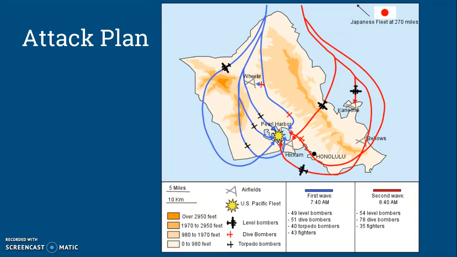Different bombers were used for the attack, as you can also see in the key. Level bombers, dive bombers, and torpedo bombers, like we talked about. They dropped the torpedoes from the planes into the water. And then some fighter jets as well that were equipped with guns.